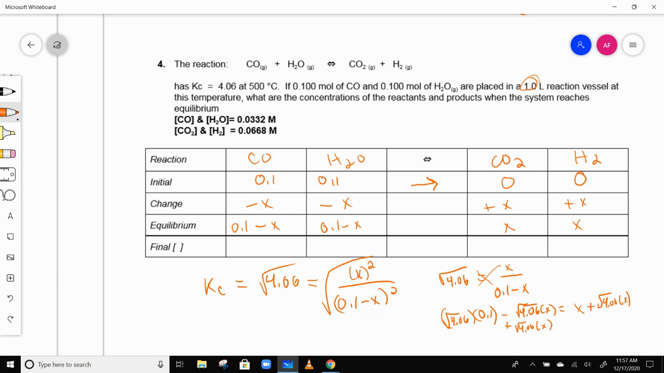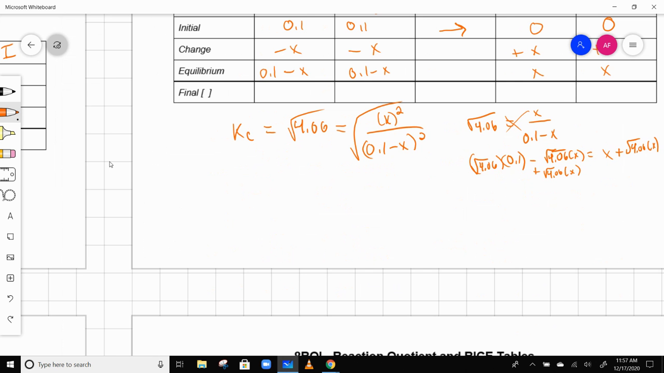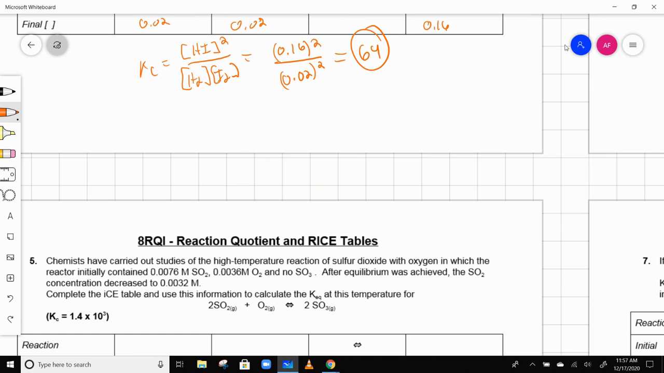You get the picture, yeah? That's just all algebra there. I'm not going to waste any more time with that algebra. In the end, you get x equals 0.0668. And then when you subtract that from 0.1, you get 0.0332. So that's really simple. When you have a squared over a squared, you can take the square root of both sides. Okay, that will be that for that one.